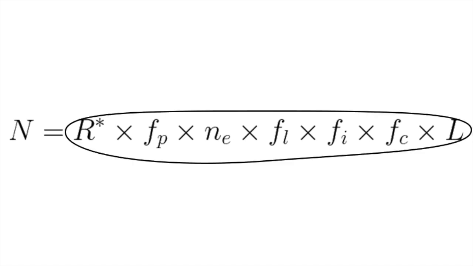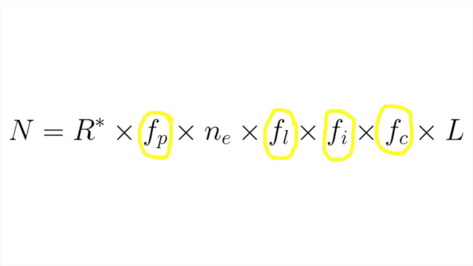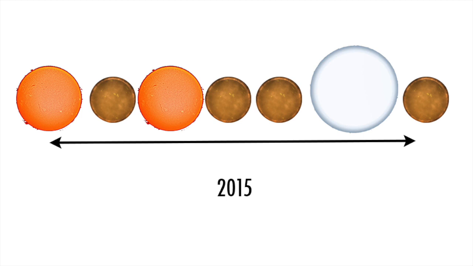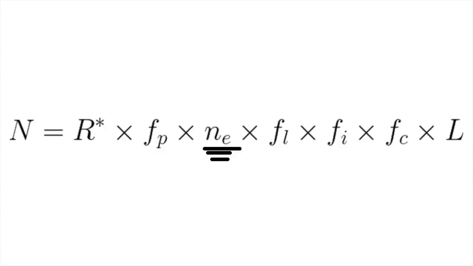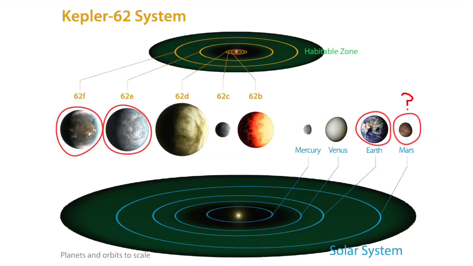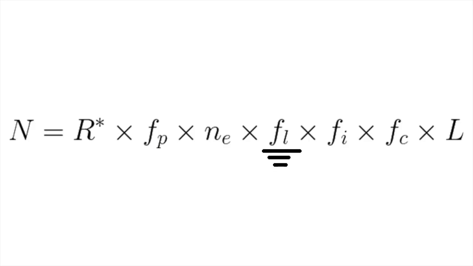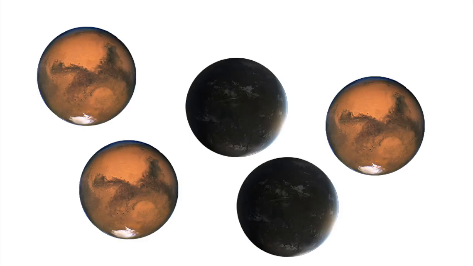These terms are a combination of rates, averages, and probabilities. The first of these is R star, that is, the number of stars which are born in our galaxy each year. This is multiplied by f sub p, the fraction of stars which have planetary systems. N sub e is an average of the number of potentially habitable planets in a planetary system. Logically following from that is f sub l, or the chance of life developing on a habitable planet.